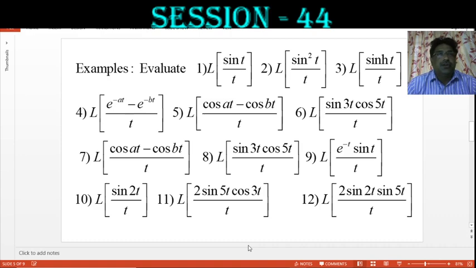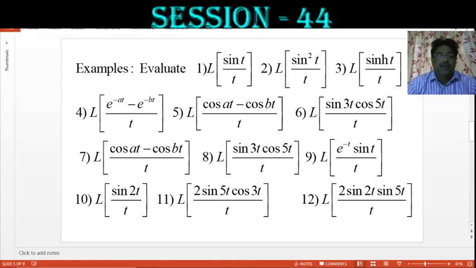And you make use of that theorem: L of sin t divided by t is equal to the integration from s to infinity of 1 divided by s square plus 1 ds. What is the integration of 1 divided by 1 plus s square? That is tan inverse s. And you have to put the limits, upper limit minus lower limit, and you can simplify that, and you can get the answer very easily.